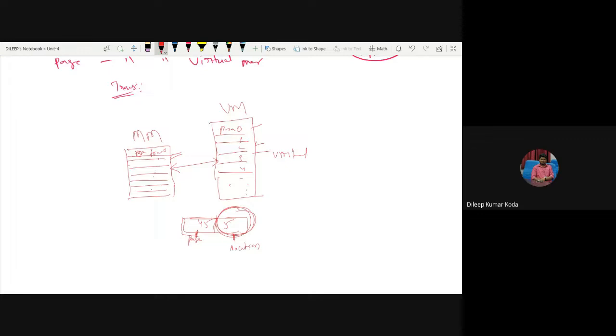Just leave it. Next concept is page table. What do you mean by page table? To keep a mapping from the pages to the page frames, we need to keep mapping information. We need a table. This table is called a page table.